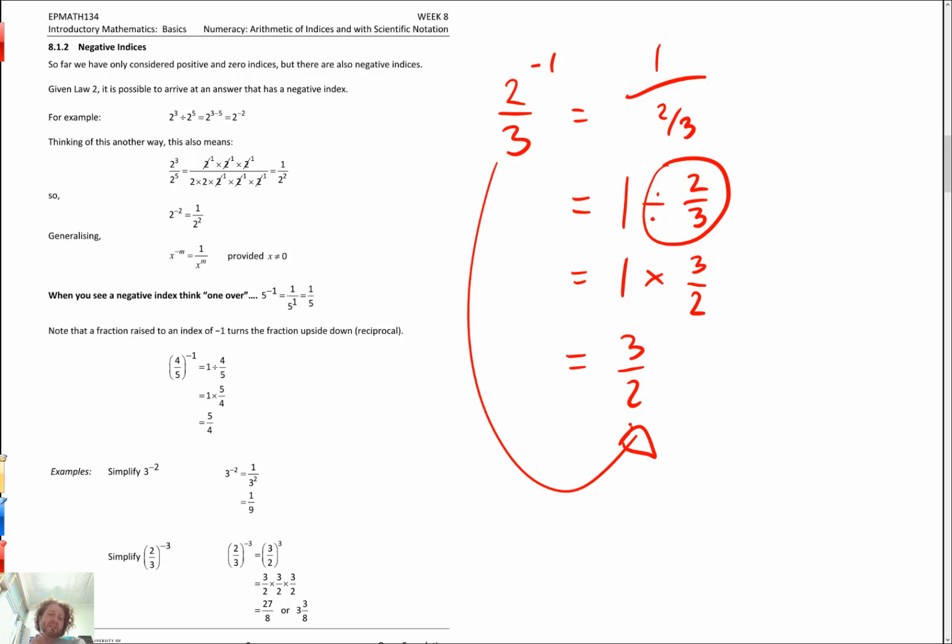What's the moral of this story? Raising a fraction to a minus 1, I can go all through the working, or I can just tell myself, look, 1 divided by a fraction is 1 times its inverse, its reciprocal. So all I've got to do is flip it. Alright, well we can do that.